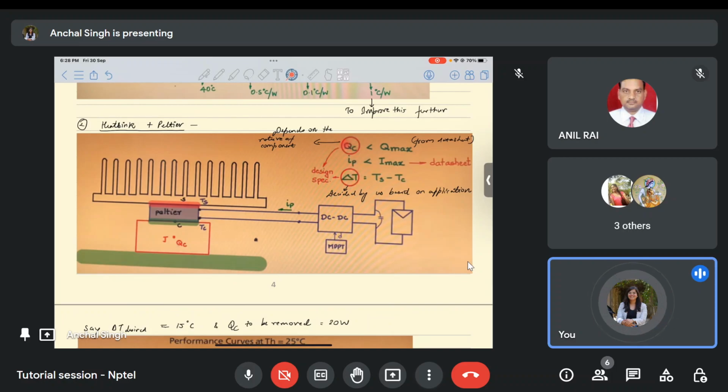Now, QC value depends on what component is present here. If I am trying to cool a microprocessor, then QC will be very high. If I am trying to cool a very simple basic IC, then QC will be comparatively less. And we know from the datasheet of Peltier that this QC should be less than Qmax of the Peltier module that we select. So this QC will come from the IC that we are using.